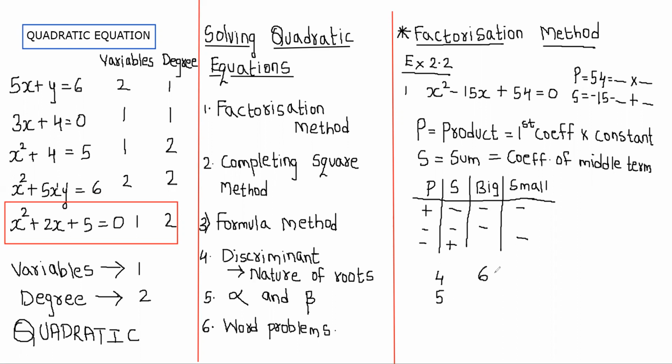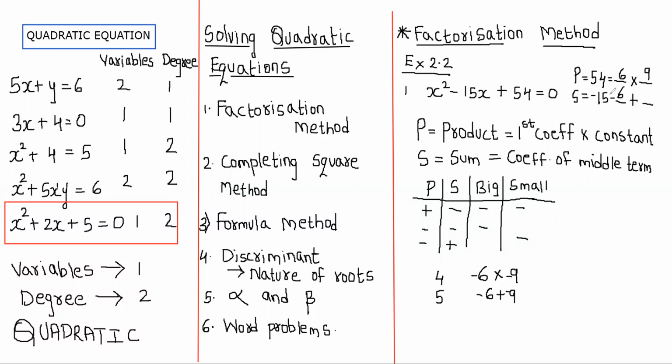6 into 9 is 54. Yes. Then 6 plus 9 is 15. Yes. When we give the minus sign to both the numbers, minus 6 and minus 9 give us plus 54. Yes. Minus 6 minus 9 give us minus 15. Yes. So that means we got our factors, students. Our factors are 6 and 9.